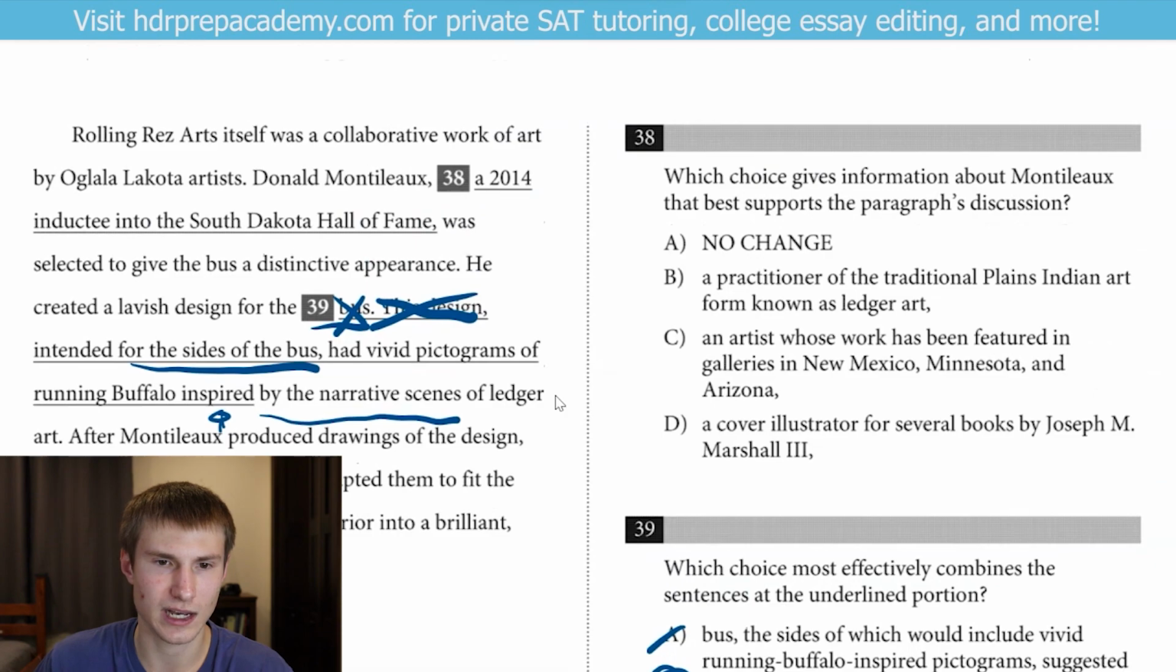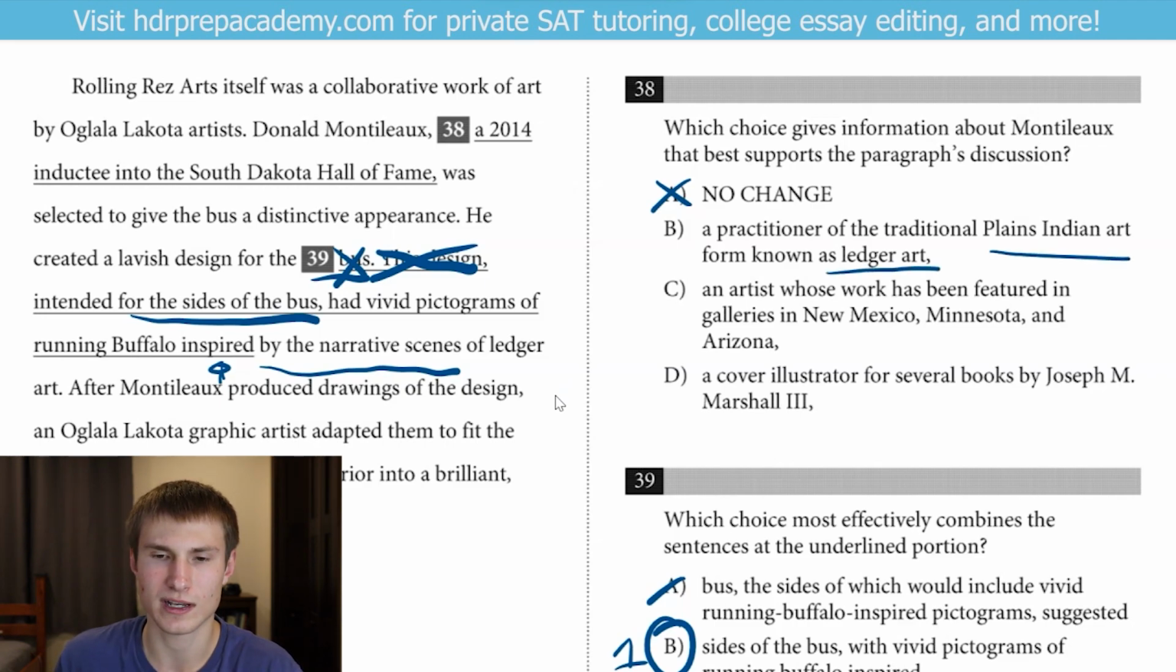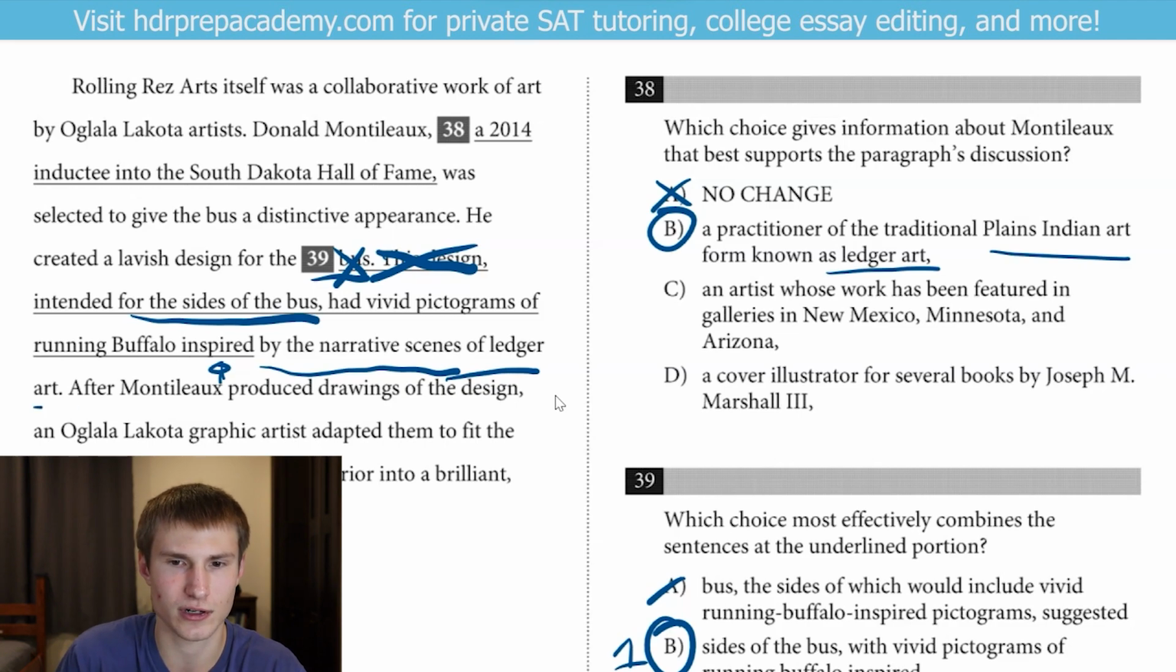All right, looking at 38 now, if we go up, we see which choice provides the given information about Montileaux that best supports the paragraph's discussion. Obviously, he's the one who's painting this, so we need to discuss that. Option A, the fact that he was inducted into the South Dakota Hall of Fame. We don't care about that. We want to focus on the aspect of the art itself that he did for this particular piece of ledger art. B, a practitioner of the traditional Plains Indian art form known as ledger art. Yes, that's perfect. It's introducing the fact that he does ledger art before we introduce this discussion of him making these narrative scenes of ledger art. So B is perfect.